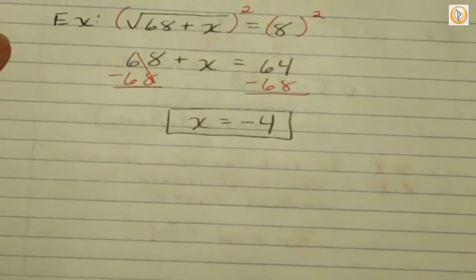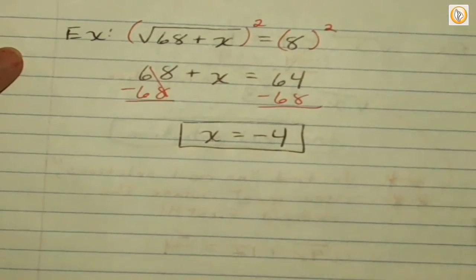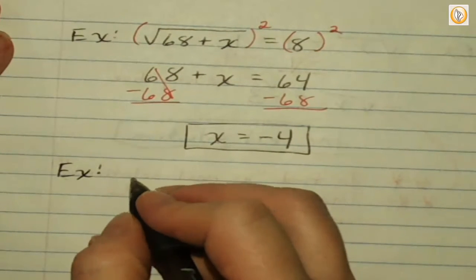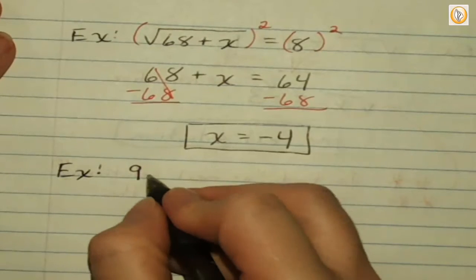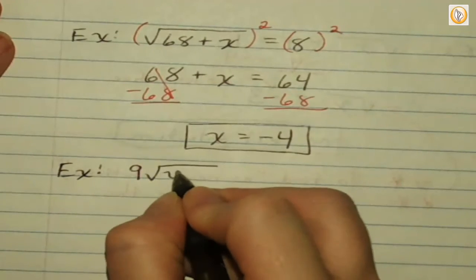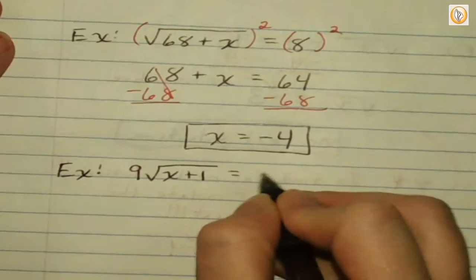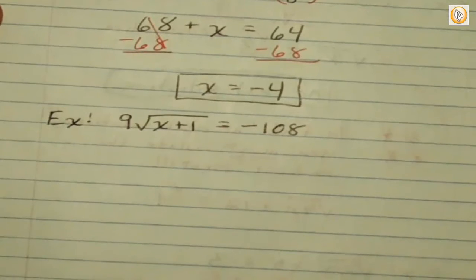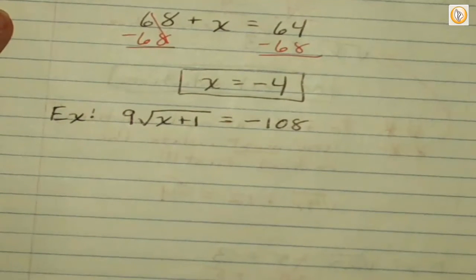Okay, Cecilia, you're going to do another one. Do you have questions, Cecilia? All right, let's do another one. Does anyone have questions? All right, Cecilia, 9 times the square root of x plus 1 equals negative 108. All right, what do I do first? What do we need to get rid of first? Well, is there something on the outside of square root? So can I get rid of it first?